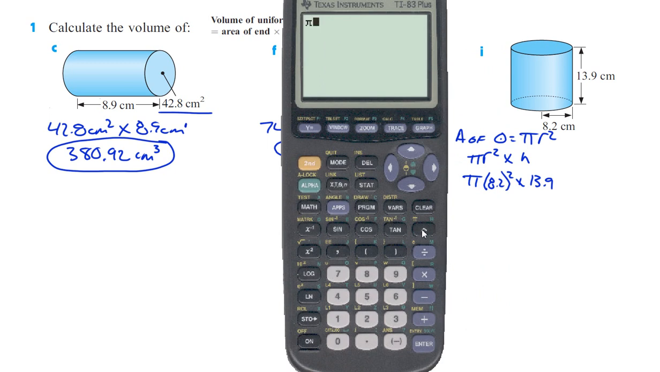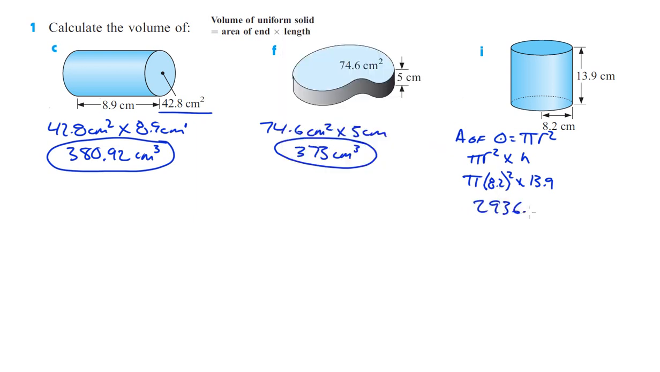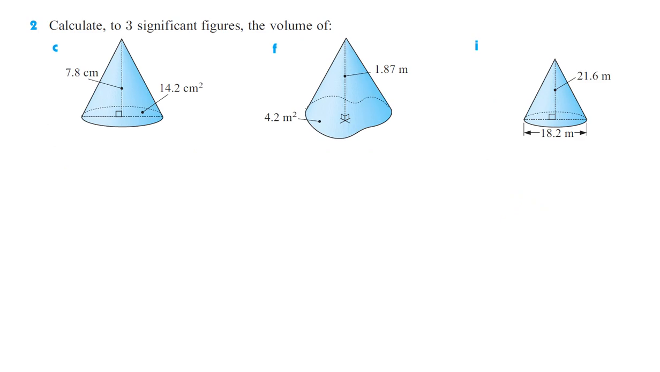Make sure you always hit the pi button instead of 3.14. It always gives you a little bit more accurate answer. Pi times 8.2 squared times 13.9, and that gives us 2936.2 we'll go with. That was centimeters, but it got squared, and then there's one more centimeter, so that's centimeters cubed for that one. Okay, let's move on to the next one.